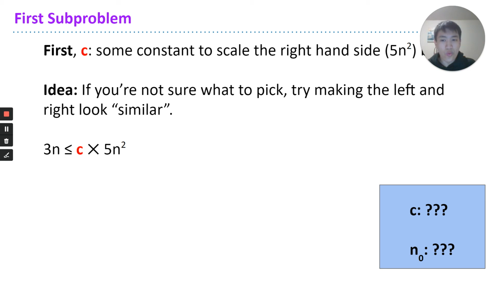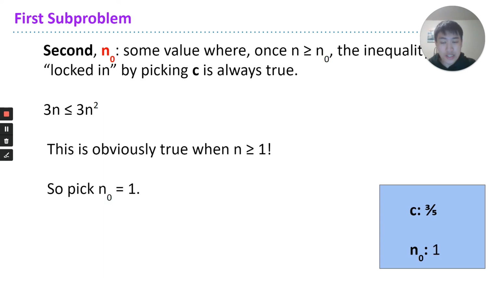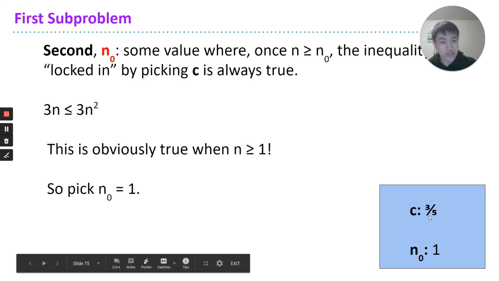So in this case, what value of C would make my coefficient similar? If I pick C equals 3 over 5, I get 3 over 5 times 5n squared, which becomes 3n is less than 3n squared. Now over here, it seems more obvious why this is the case. Next we have to pick some n naught such that after n naught, for all values of n up to infinity, this inequality is always satisfied. In this case, this inequality is always satisfied when n is above 1, so I'll pick n naught equal to 1. So the two magic numbers that I've thought about: C is going to be 3 over 5, and n naught equal to 1. And just like that, we've proven that 3n is in big O of 5n squared.